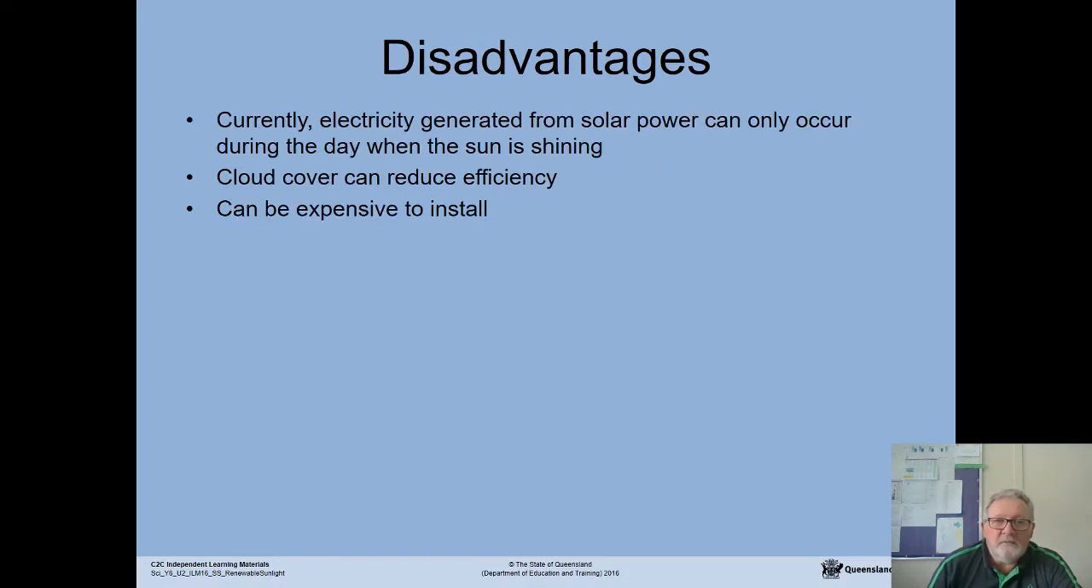But there are some disadvantages. Currently, electricity generated from solar power can only occur during the day when the sun is shining. Kind of an obvious one. And therefore, because it is reliant on the sun, when it's cloudy, that reduces its efficiency. But there's also a relative expense to install these initially. So I know that if you're looking at installing them on your home, it's at least $3,000 and then more depending on how much you want to put on your home.